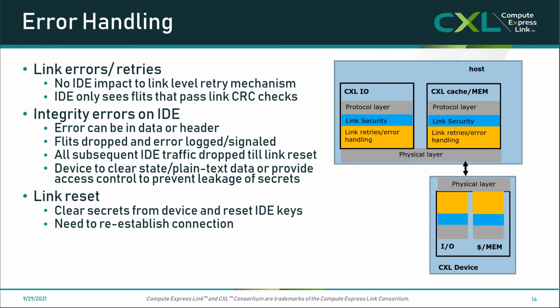In the case of a device that has some state, there are a couple of strategies. You may have some cryptographic state that's pre-computed, or there may be plaintext data sitting around. This could either just be cleared, or there could be access control so that it doesn't leak out. From a link reset perspective, let's say the link is reset either because of an integrity error on the IDE, or the link just gets reset, all of the secrets in the device and all of the IDE keys get reset. Then there's a need to go back and start over again, and do the full device authentication and key exchange to reestablish the IDE connection.